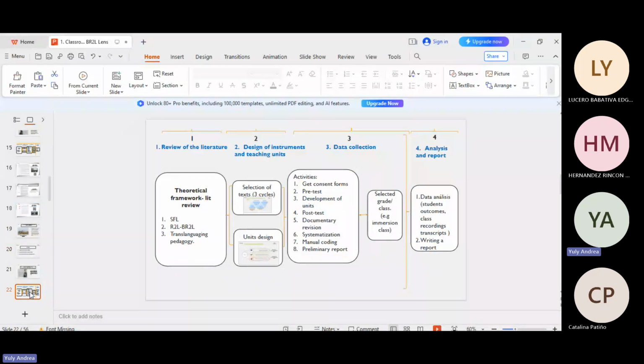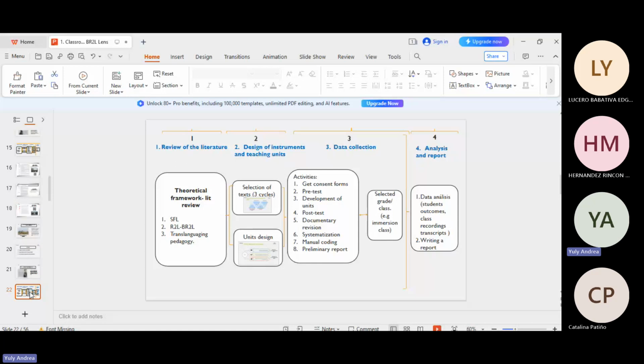The first thing that you need to do is to get involved and get familiar with systemic functional linguistics, and of course with the bilingual reading to learn and translanguaging pedagogy. But of course there are many more fields that you need to explore, for example colonization theories. Professor Edgar will know more about this, but these are my suggestions just to start.